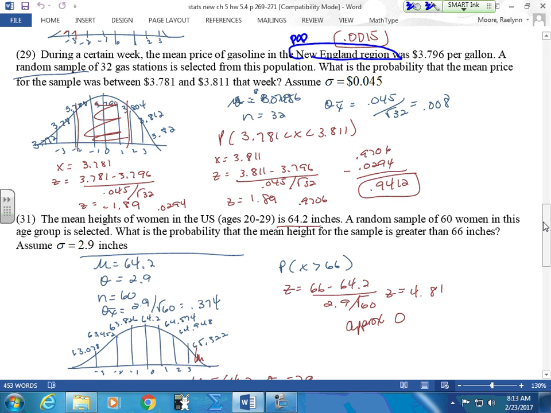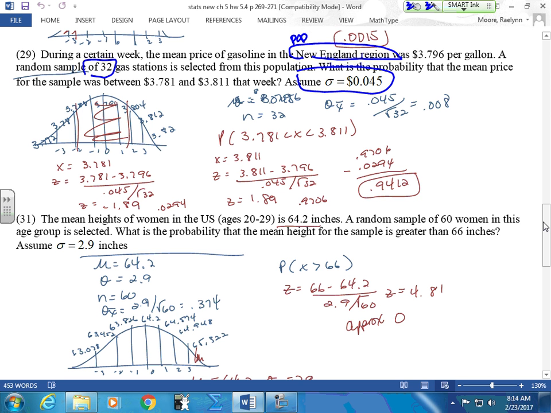Now, I can't reach every gas station in my New England region. So I sample 32 of these gas stations at a time from this population. So that again tells us it's a population. What is the probability that the mean price for the sample was between $3.781 and $3.811 that week? Assume the population standard deviation, and they have to give me this because I need it, was 0.045. Not a lot of variance between them.